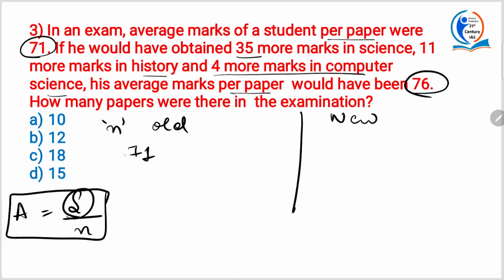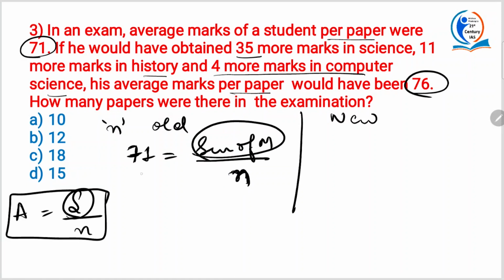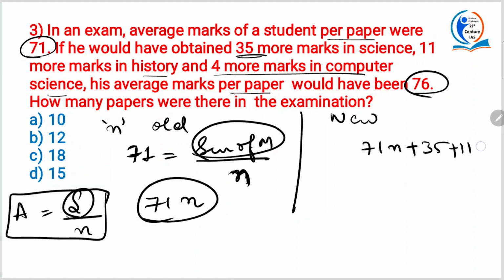Okay, so old average is how much? 71. Now old sum will become sum of marks by n, no? So n. Yeah, so old sum of marks is how much? 71n. Now what is the new sum of marks? It is old sum of marks, 71n, plus 35 plus 11 plus 4 marks. Okay, this is the new sum of marks.